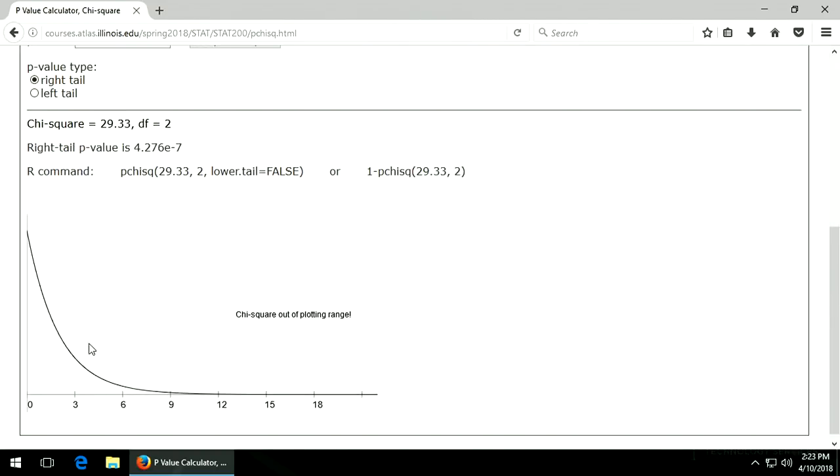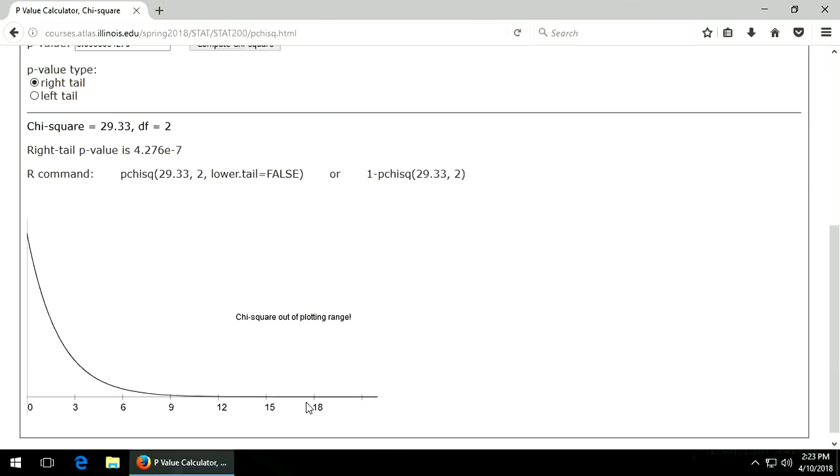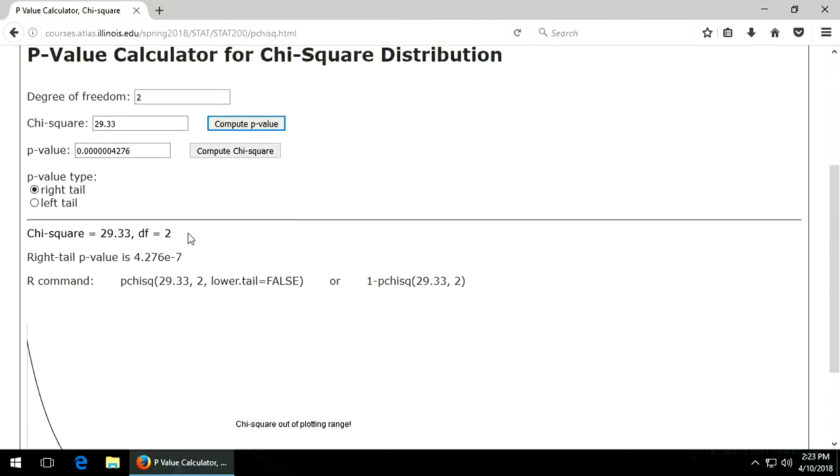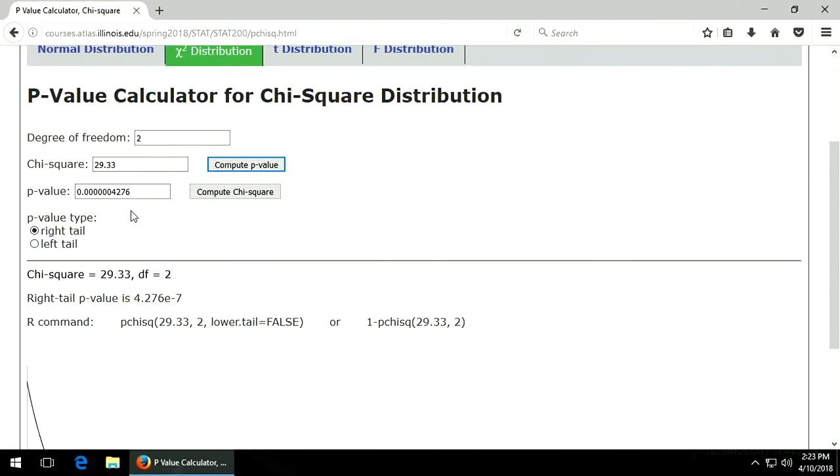So this is what it looks like. And our chi-square is out of the plotting range. They can't even plot it. So it's very small. As you can see, it's close to zero. Now, if I did do 2, that should be the mean. So let's see. So compute the p-value.